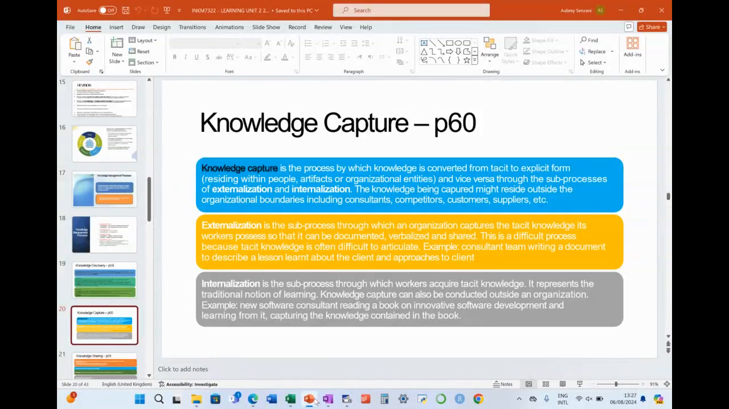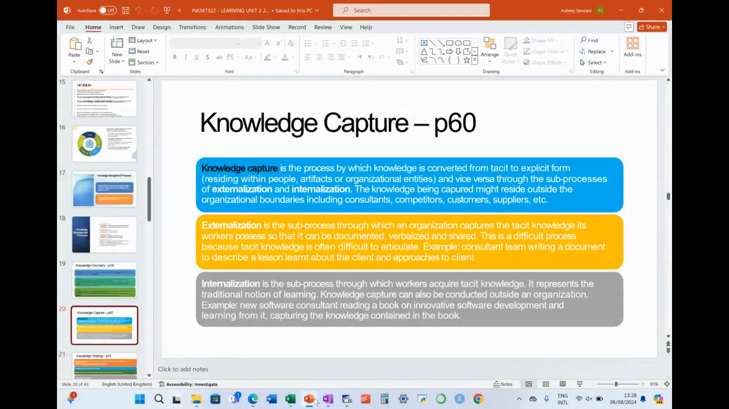From residing within people, artifacts, and organizational entities, and vice versa, through the sub-processes of externalization and internalization. The moment I saw externalization, I thought they're talking about maybe consultants coming in and we get some knowledge from them and that type of story. Internalization, people within the company. I was pleasantly surprised.